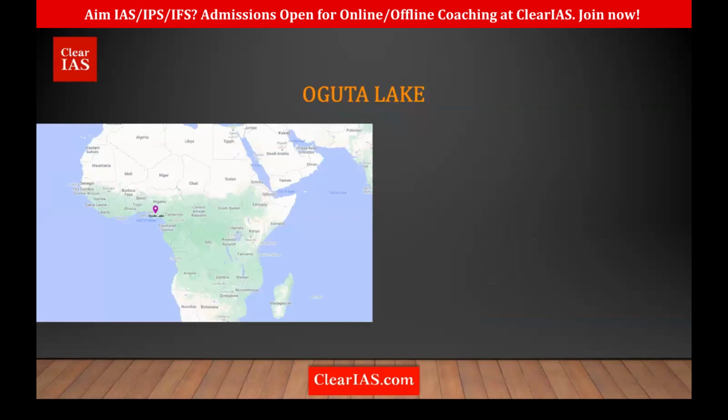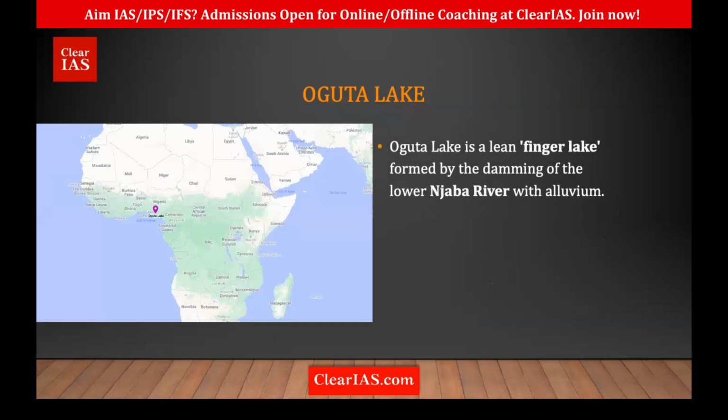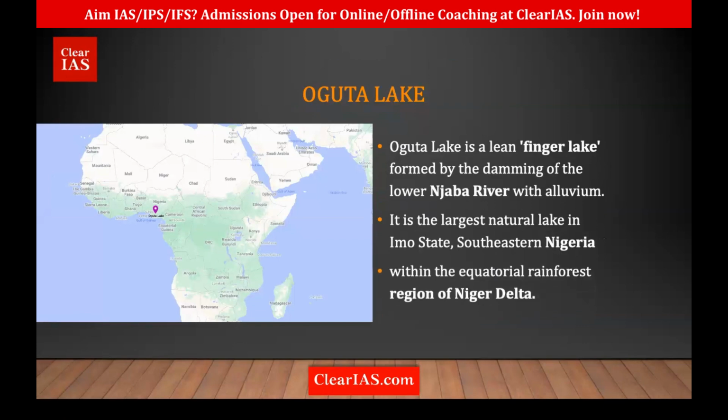Then Oguta Lake. Where is it? This is also like a finger lake, and it is caused by damming of the alluvial deposits from the river. Alluvial deposits mean the sand deposits from the river. Due to the damming of this river, this lake is formed. It's a natural lake in Imo State of Nigeria. Also remember, Oguta Lake is on the Niger Delta.